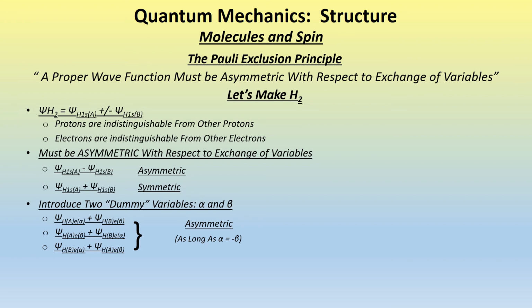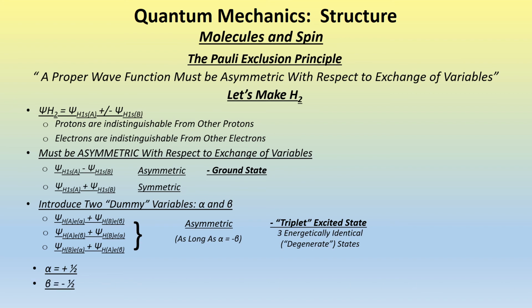In the real world, it was found spectroscopically that the original function of subtracting hydrogen 1 from hydrogen 2 describes the ground state of the hydrogen molecule. The three possible asymmetric additions represent the triplet excited state spectroscopically. What triplet means is that there are three energetically identical, in other words degenerate, states generated. Additionally, through the application of Fermi-Dirac statistics, it was found that alpha is equal to plus 1/2 and beta is equal to minus 1/2. Your familiar M sub S values.